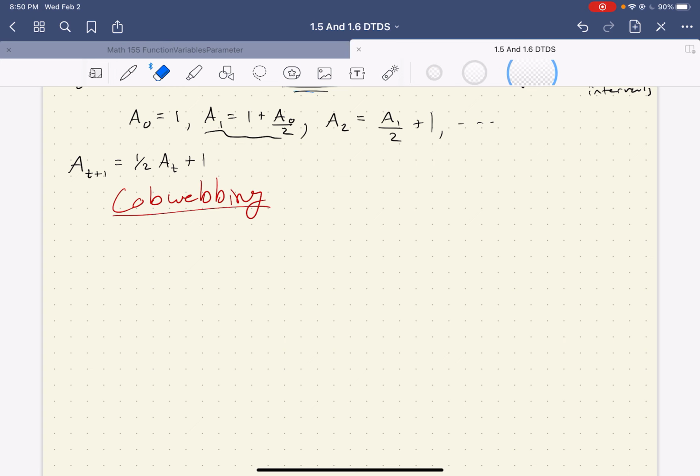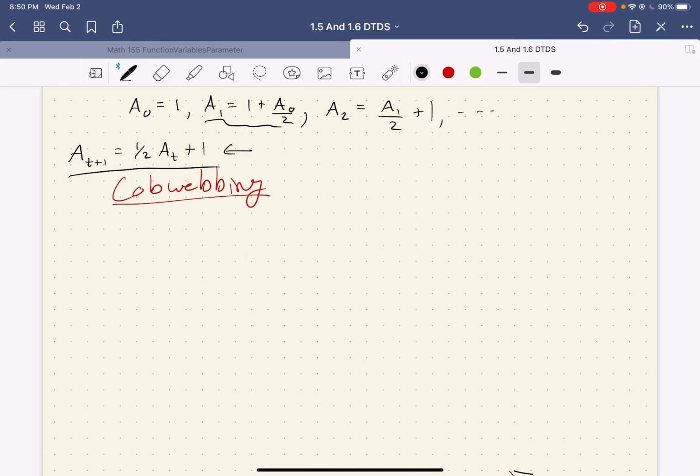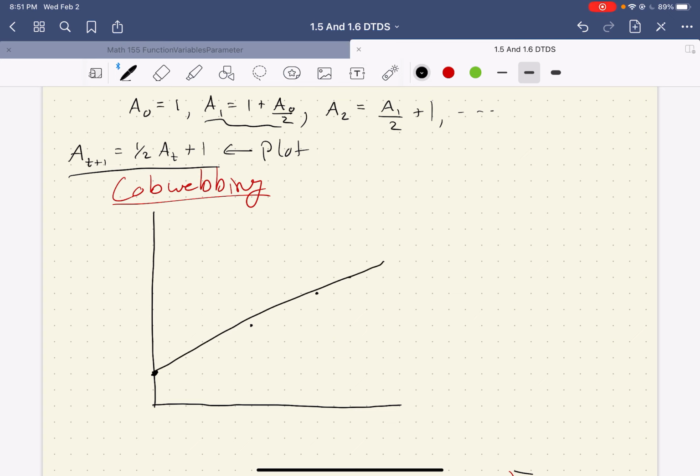All right, so there was another video linked in the announcements where someone talks about cobwebbing. Let's just do this example real quick. What I want to do is plot my updating function. So I have a y-intercept of 1, so I'll say it's here, and a slope of 1/2. Okay, 2, 1, 2, 1, and then 2, 1, 2, 1. This is good enough. Boom. Okay, great. So there's my updating function.